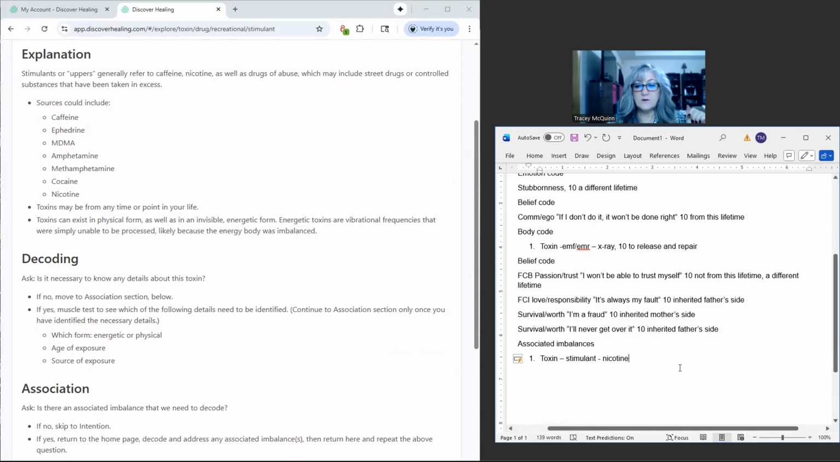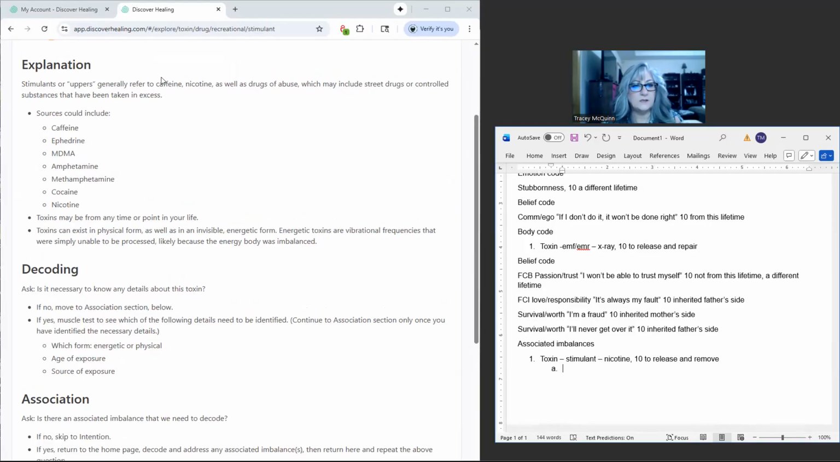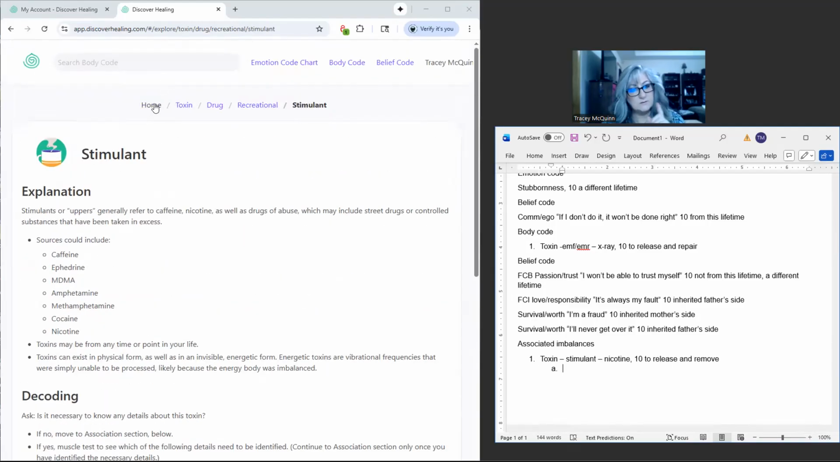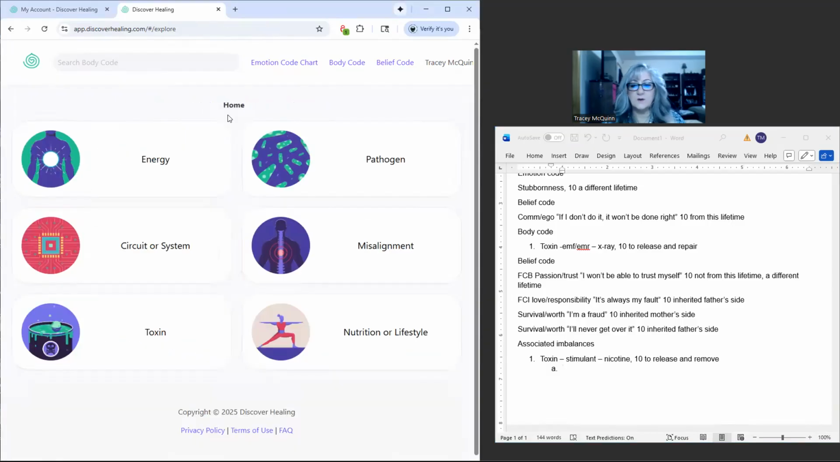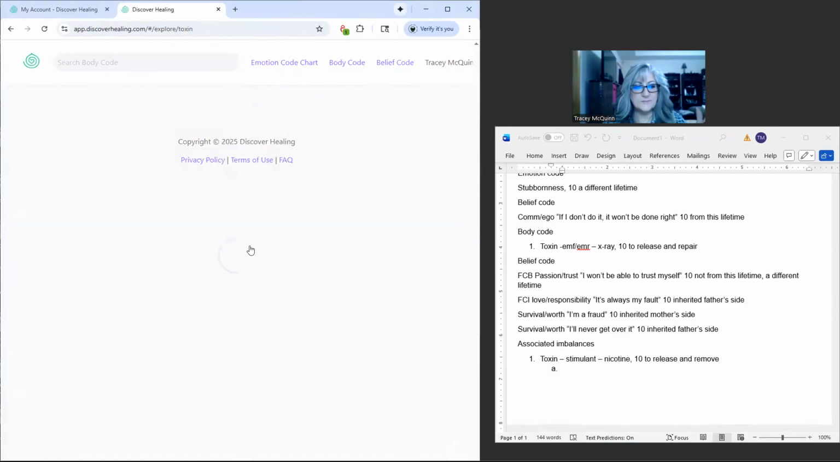Do we need to know more about that toxin? No. Okay. Is it 3 to release? Is it energetic, first of all? No. Is it 10 to release? Okay. Is there an associated imbalance beneath that? Yes, there is. Okay, that's what I mean: we're in the Belief Code, but we're working on something from the Body Code right now. It's left side, it's energy, circuit or system, toxin. Oh, toxin under a toxin.